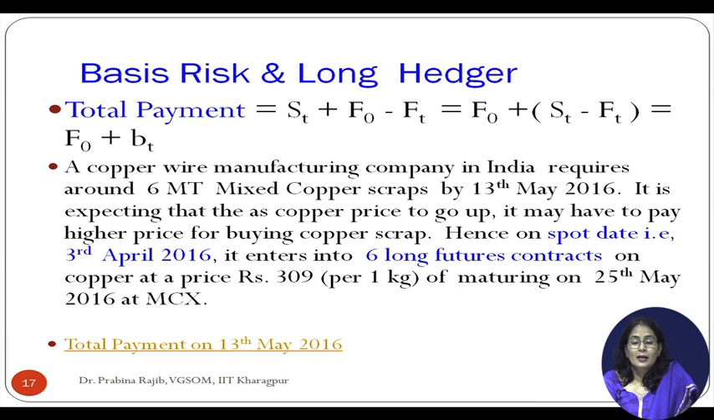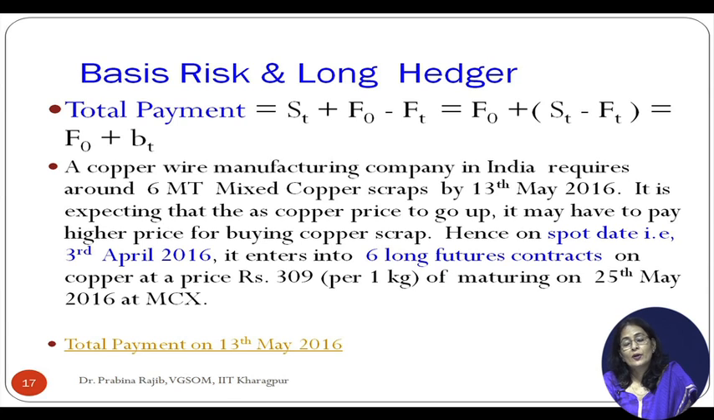Now let's spend a couple of minutes understanding how basis risk affects the long hedger. So let's say you have a copperware manufacturer based at Delhi, New Delhi, India. It requires around 6 metric tons of mixed copper scrap. It buys copper scraps from different parties, and it uses this copper scrap to manufacture copperware.